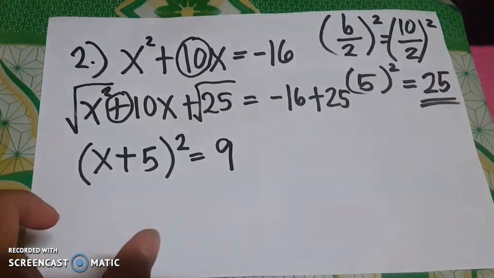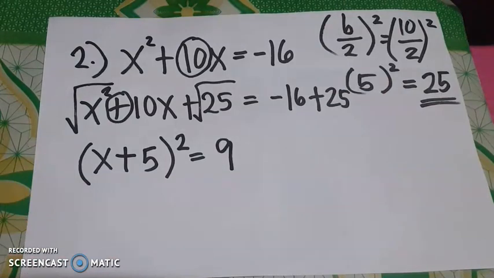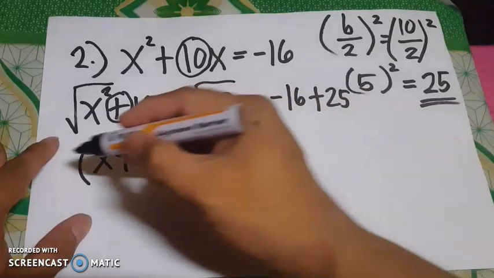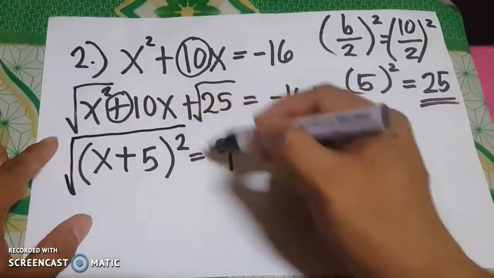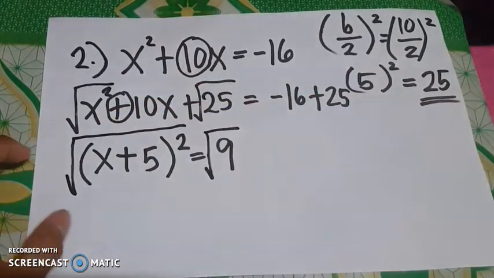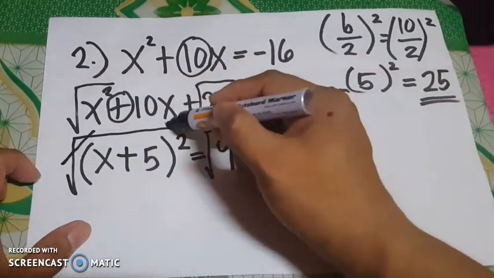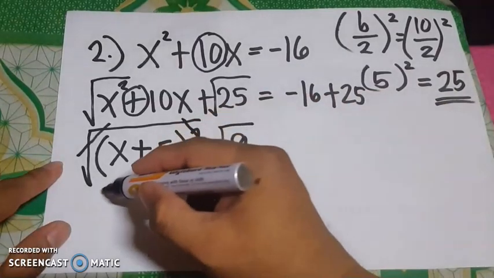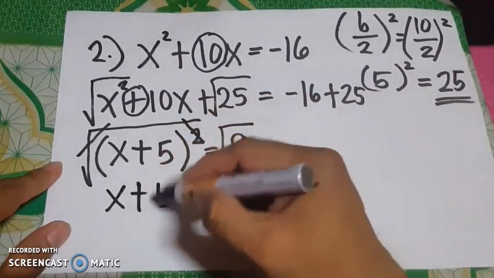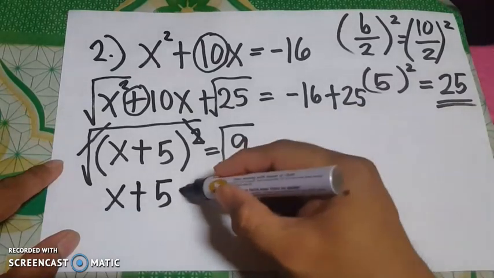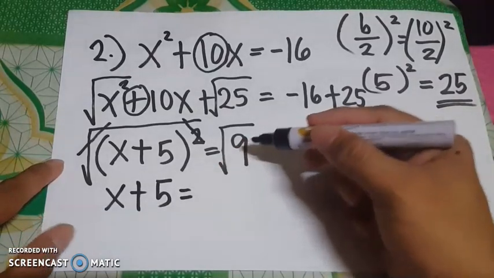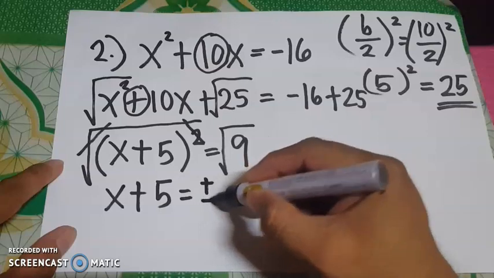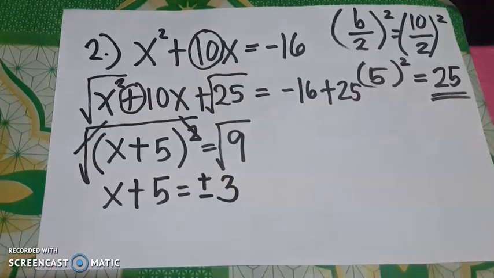Then from there, we are now on a case wherein we can make use of extracting the roots. So that is by getting the square root of both sides of the equation. Then cancel the square root sign because that's the perfect root of it. Then what will be left is x plus 5. Then it will be equal to, since 9 is a perfect square, that will be positive, negative 3 as the root of 9.